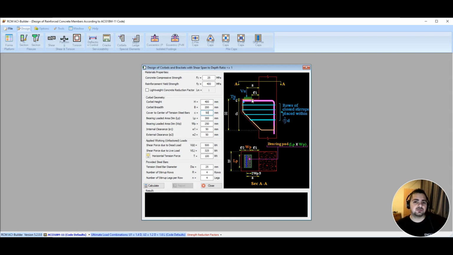This is the limitation for my bearing stress. Now we are talking about our bearing loaded area. We need to make sure that the area that I have is good enough to transfer this shear from my steel plate to my corbel.